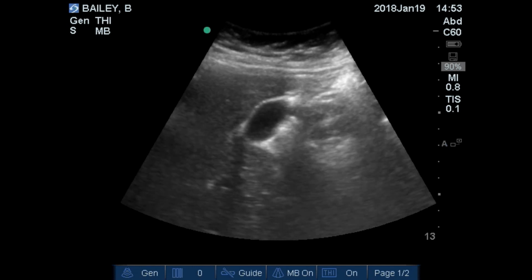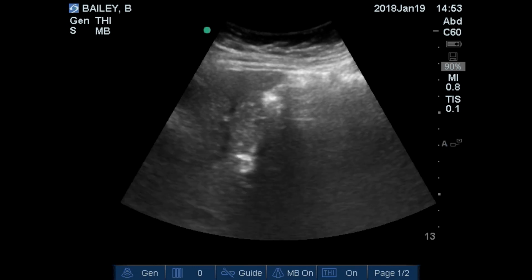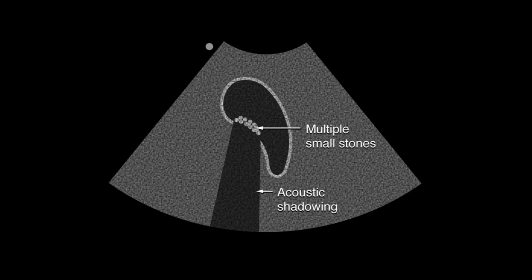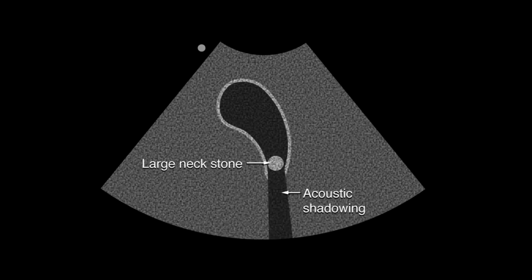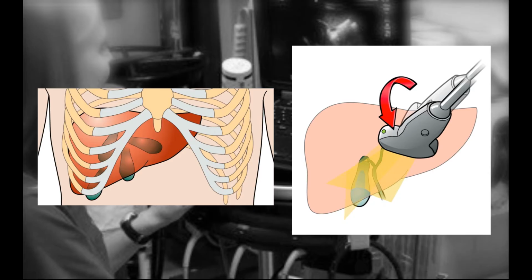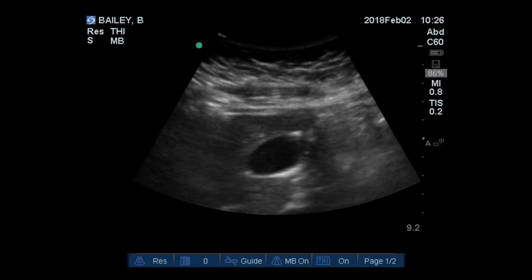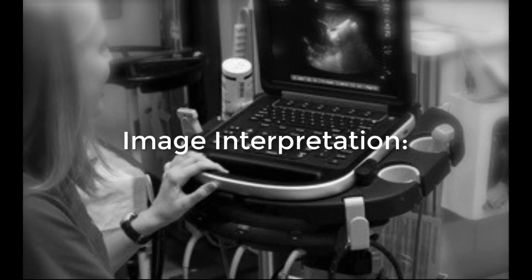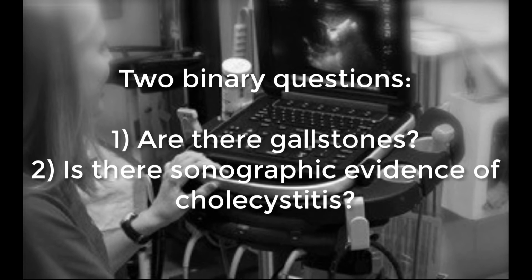Once you have identified the gallbladder in long axis, sweep through it slowly until it vanishes from view in each direction, looking for the presence of stones. Stones are most commonly located along the far field wall and in the neck, so pay particular attention to these areas. If no stones are present in the longitudinal axis, your scan is not determinate until you rotate your probe 90 degrees and scan the gallbladder in short axis as well. Now that we have covered how to successfully visualize the gallbladder, let's review image interpretation with a focus on the two binary questions of gallbladder POCUS.